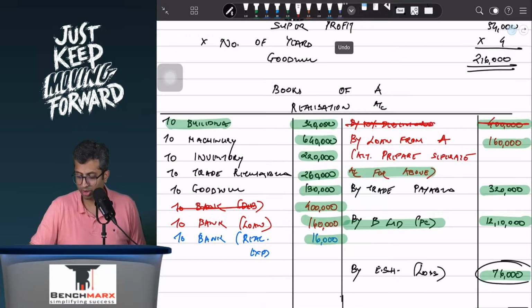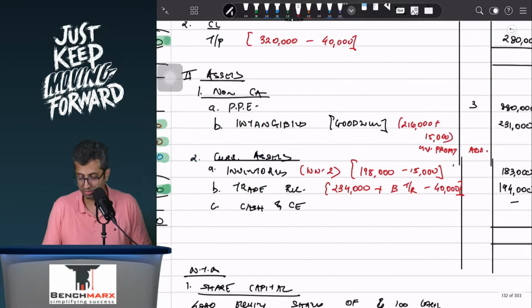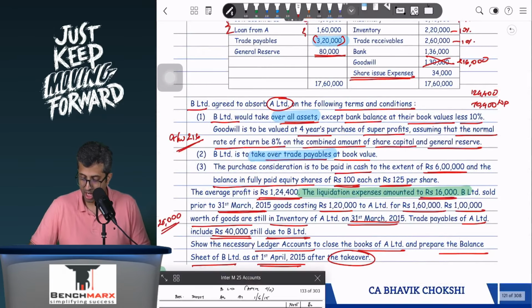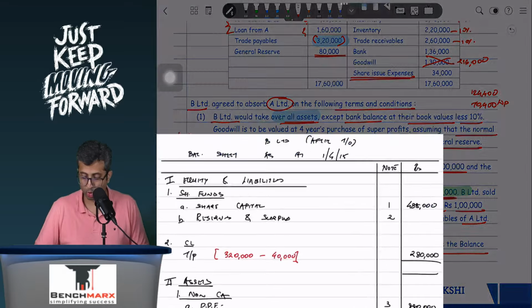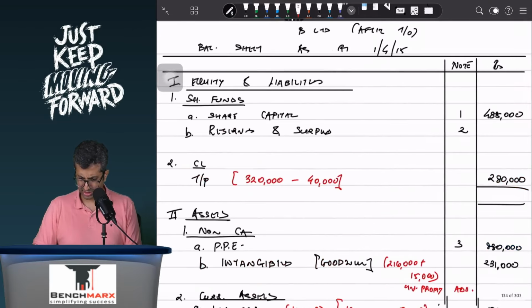If you are showing a separate account, the payment will also be shown from that account, so your ultimate impact on realization will not be anything. Now other than that, what is the question also asking you? They're asking you to prepare the opening balance sheet. Now the problem is you don't have all the data to prepare the opening balance sheet.